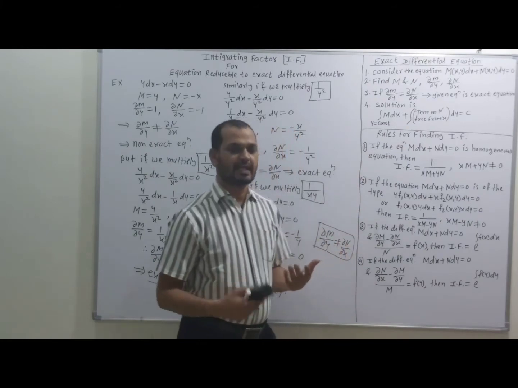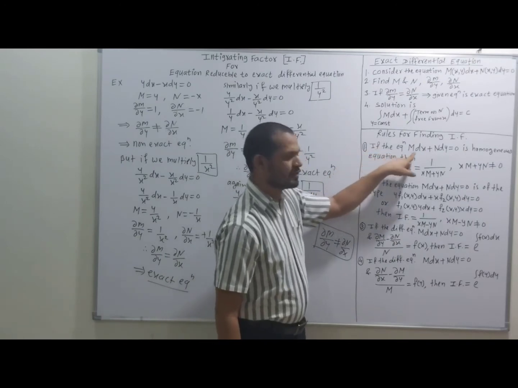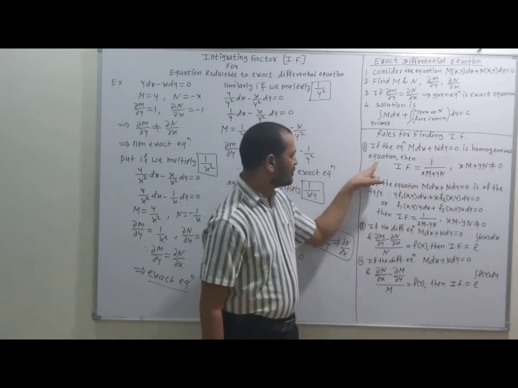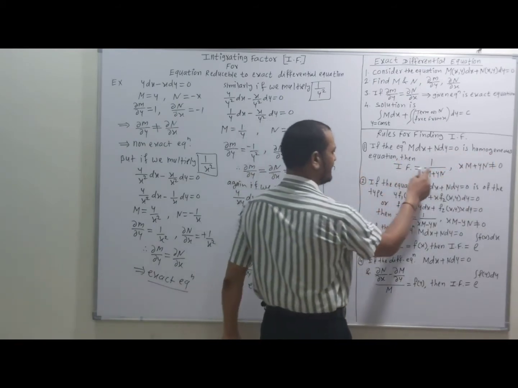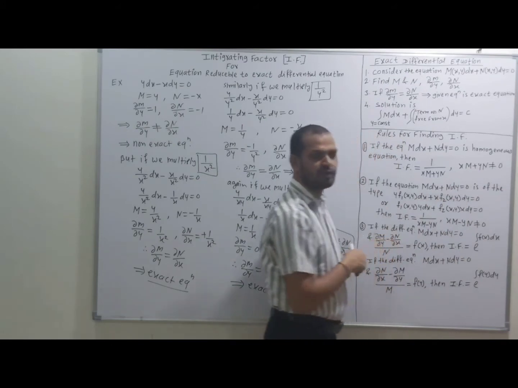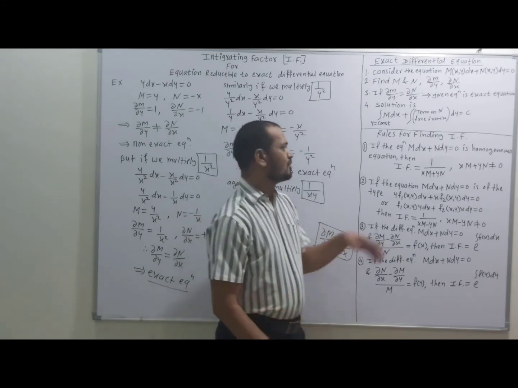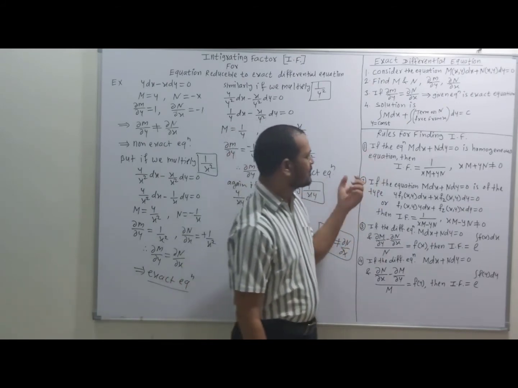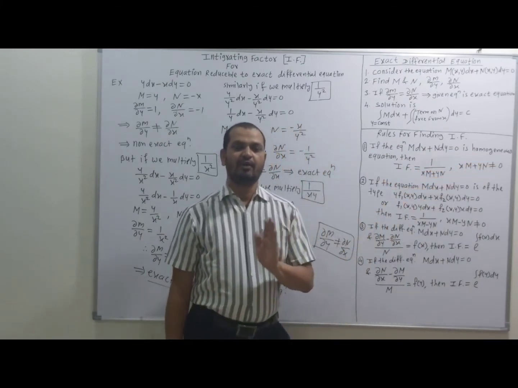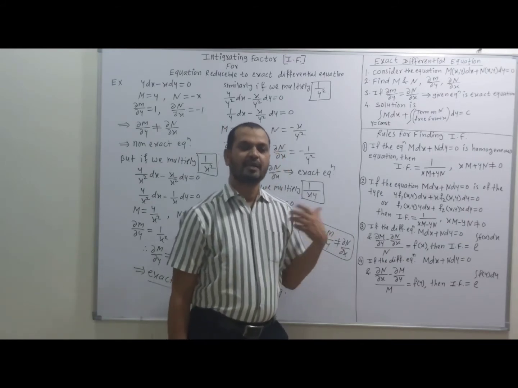What the first rule says is that if this condition does not hold, and the given equation M dx plus N dy equal to 0 is a homogeneous equation, then the integrating factor is 1 upon xM plus yN, where xM plus yN is not equal to 0. So the very first thing is to apply rule number 1, that is, to check whether the given equation is homogeneous or not. An equation is homogeneous when the degree of each term is equal to some number, and that number is called the degree of that equation.